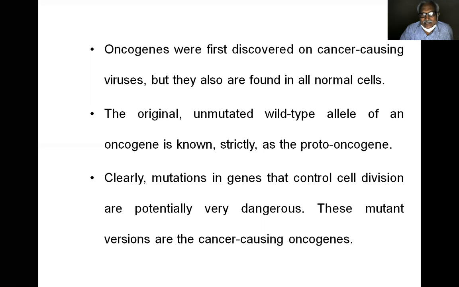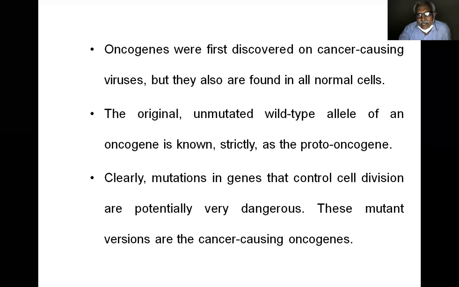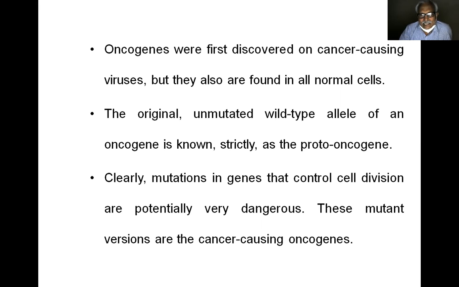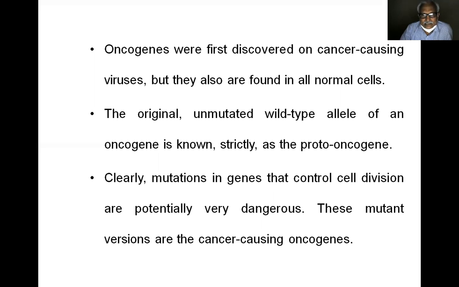Oncogenes were first discovered on cancer-causing viruses, but they also are found in all normal cells. The original unmutated wild-type allele of an oncogene is known strictly as a proto-oncogene. And mutations in the genes that control cell division are potentially very dangerous. And these mutant versions are cancer-causing oncogenes. So these are the three points which you should definitely have a good idea about.